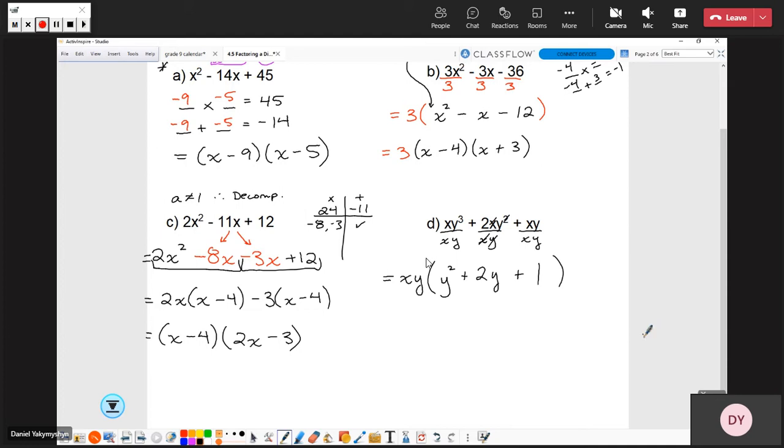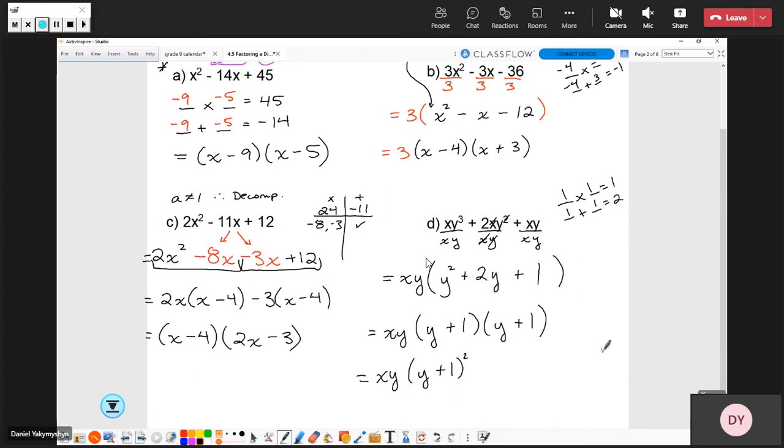Oh, and would you look at that? Inside of the brackets, what do we got here? We got a simple trinomial. So something times something equals 1, something plus something equals 2, and I think it's 1 and 1, positive 1, positive 1. So we keep the greatest common factor out front, and we get y plus 1 and y plus 1. And then because there's something multiplied by itself, we can kind of condense that into y plus 1 squared. Right?